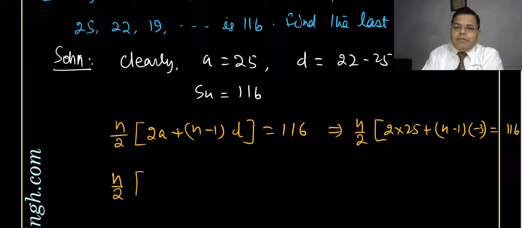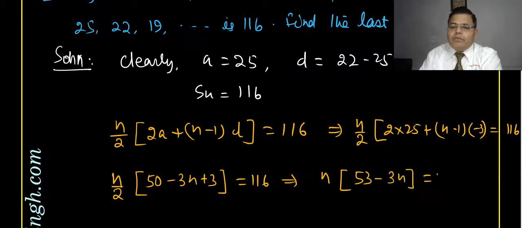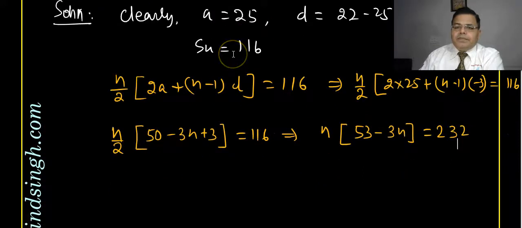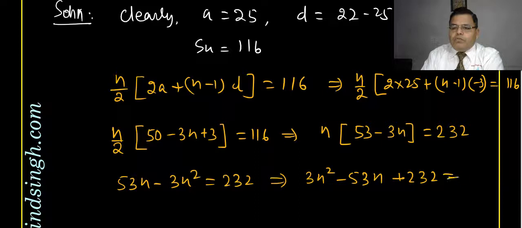So that will be n by 2 into (50 minus 3n plus 3) is equal to 116. So it will be n into (50 plus 3, that is 53, minus 3n) is equal to 232. The 2 will come to this side and multiply. Now we get 53n minus 3n square is equal to 232. That will be 3n square minus 53n plus 232 is equal to 0.